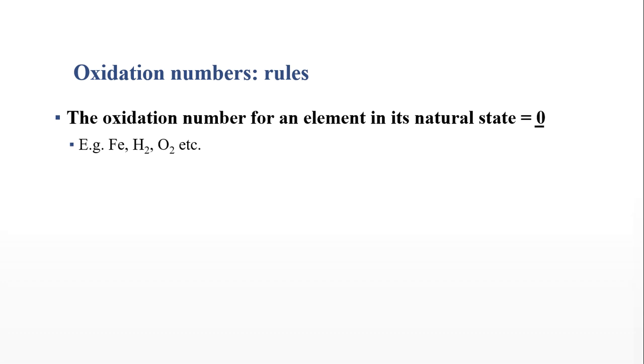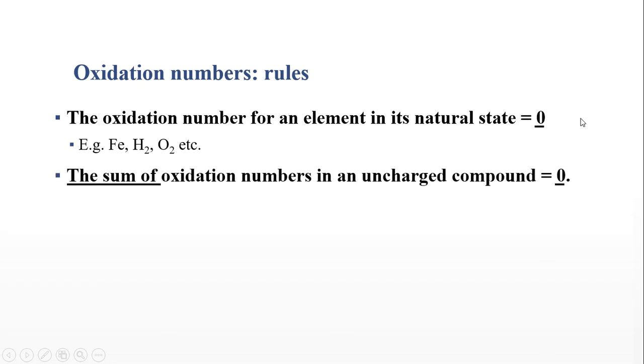For example, iron atoms will be pure iron, so that will be 0. You know that you have the diatomic elements as well, like hydrogen gas and oxygen gas. These will also have the oxidation number of 0 because this is their elemental form. So whenever we have them in their elemental form, the oxidation number they're given is 0. The sum of oxidation numbers of an uncharged compound is 0.